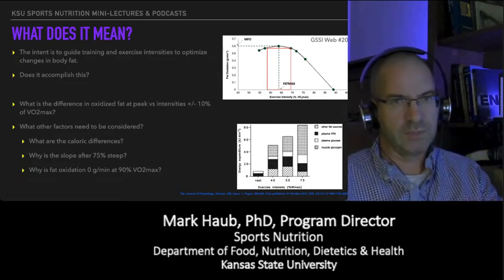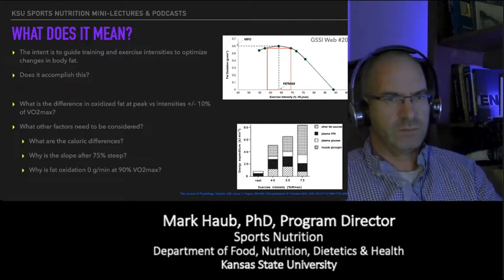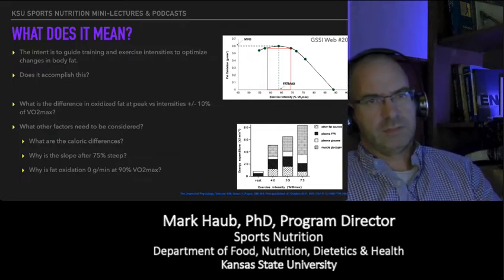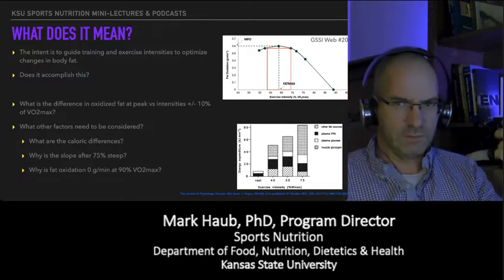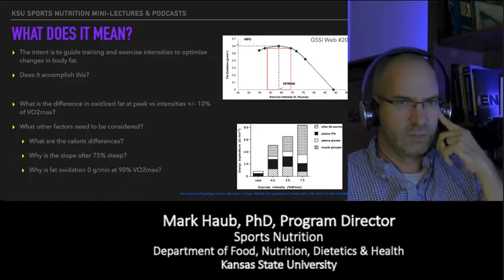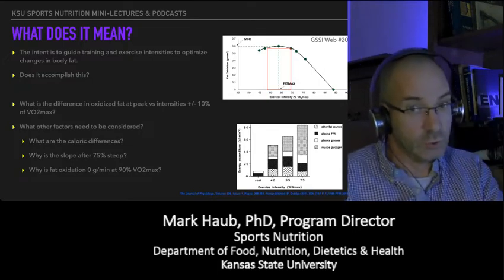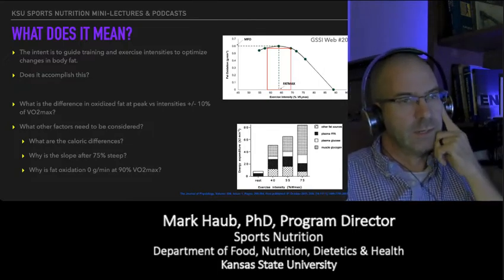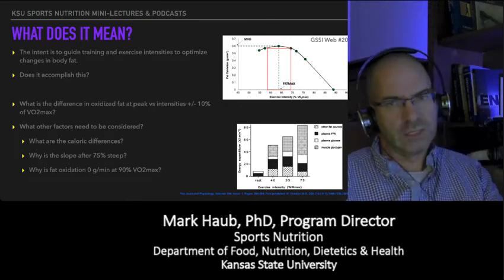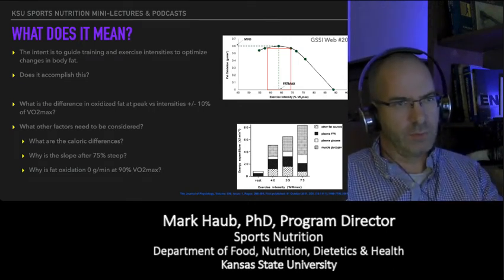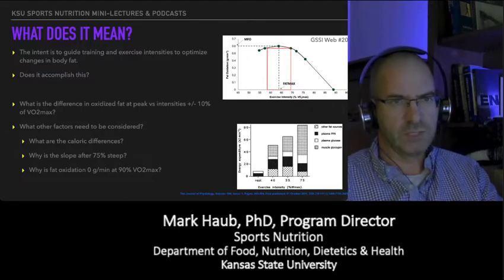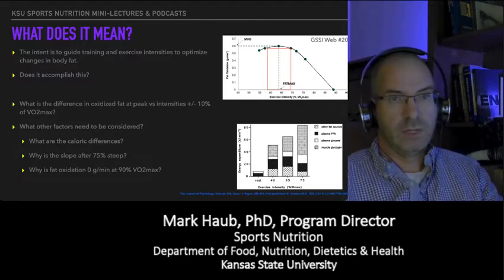If you look at 75%, fat oxidation is lower, and the contribution of plasma-free fatty acids and other fat sources decreases, at least relative to how this is measured, with carbohydrate sources increasing to make up for that difference and to produce more work. So that's one thing to consider. The other aspect is these latter two points. Why is the slope after 75 so steep, and then why is it 0 at 90?